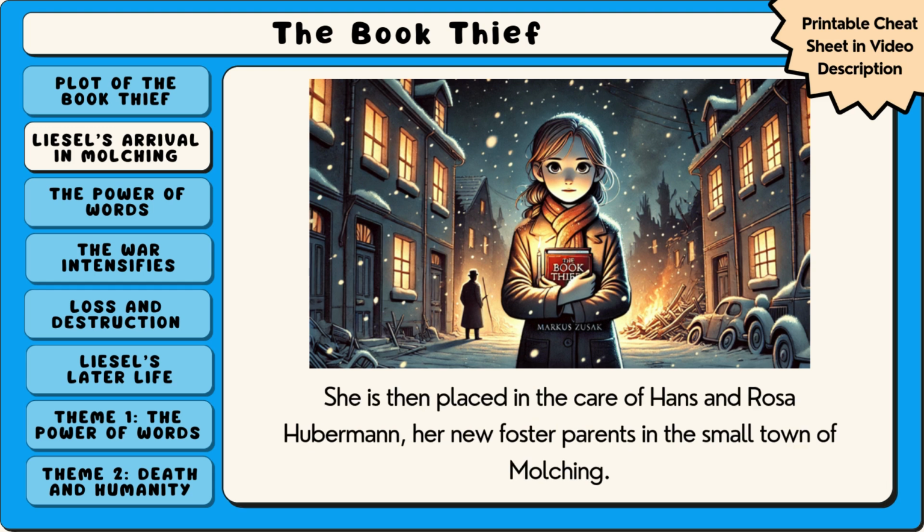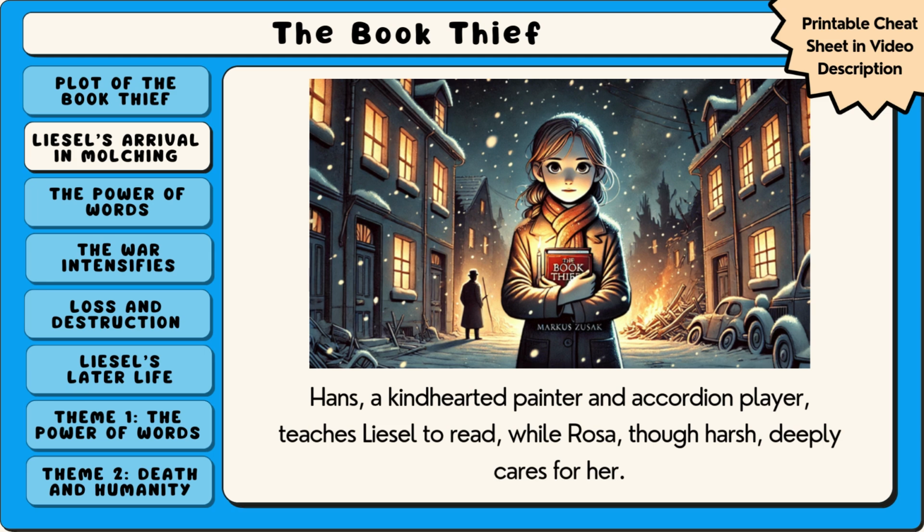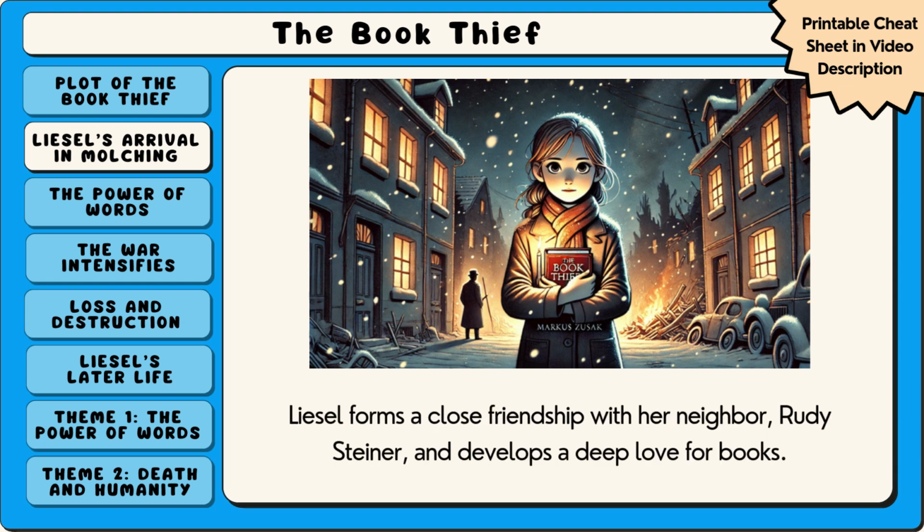She is then placed in the care of Hans and Rosa Huberman, her new foster parents, in the small town of Mulching. Hans, a kind-hearted painter and accordion player, teaches Liesel to read, while Rosa, though harsh, deeply cares for her. Liesel forms a close friendship with her neighbour, Rudi Steiner, and develops a deep love for books.